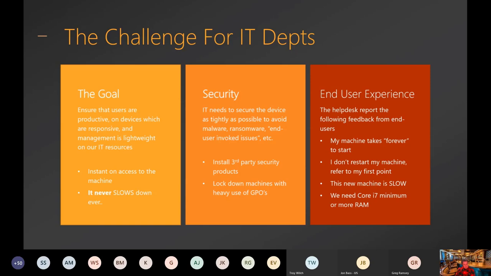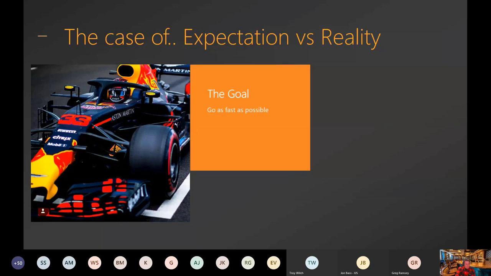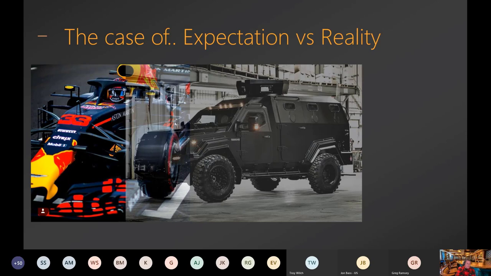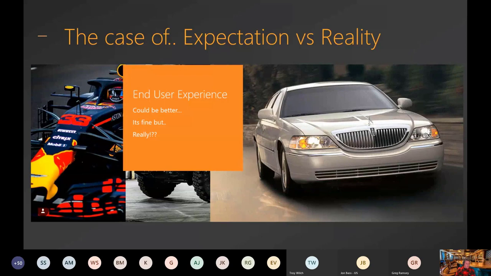And this is really a case of expectation versus reality. So we all want this to go as fast as possible. IT to be as streamlined as possible, like that kind of Formula One car where things just work. But then security comes along and they say, we need an armored truck. Okay, and there's reasons for that. And then we end up with the end user experience somewhere towards the middle. You know, could be better. It's fine, but, really, is this how good things can get?